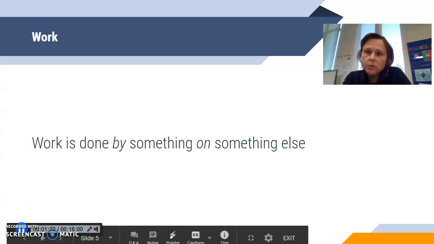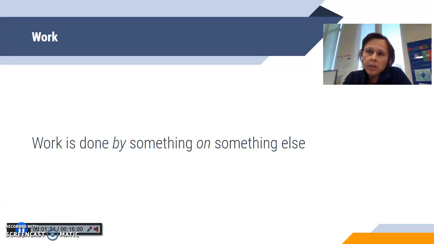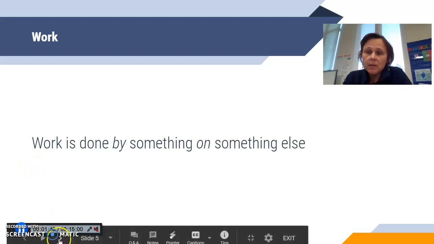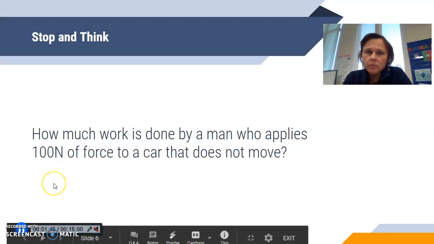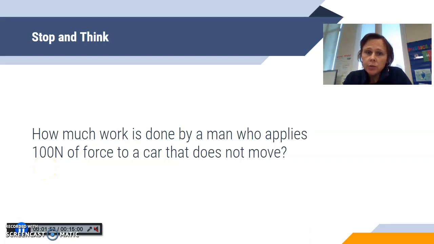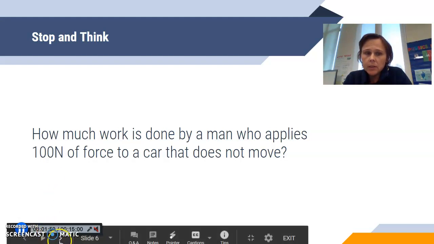So another way to remember what work is, think about this statement: work is done by something on something else. And now stop and think. Here's the question: how much work is done by a man who applies 100 newtons of force to a car that does not move? So think about it, pause it and then continue the video.